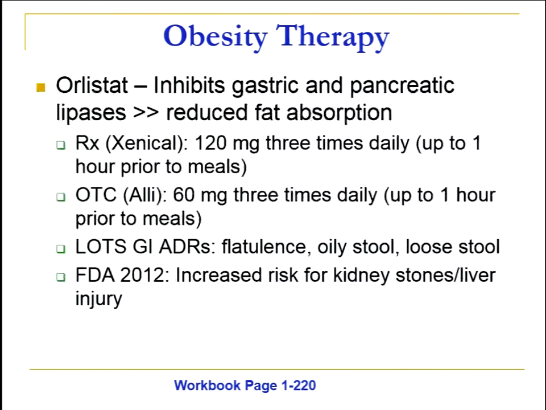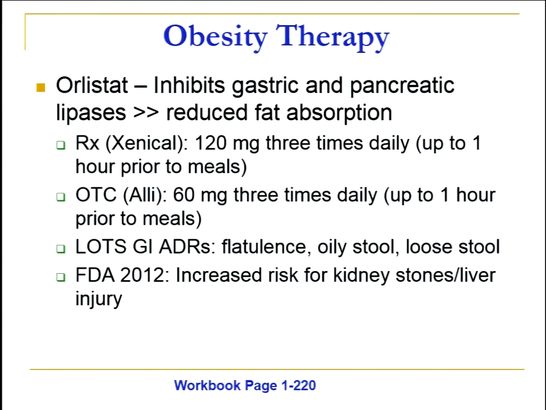Orlistat has been around on the block for a while. It did make it into the guidelines to a certain extent, talking about this agent helps reduce the gastric and pancreatic lipases in the body and helps reduce fat absorption in the intestines. But anytime you start messing with enzymes in the intestines, you're usually going to be in for a whopping ADR profile in the GI arena, including extreme flatulence, oily stool, and loose stools. Not my idea of a good time.